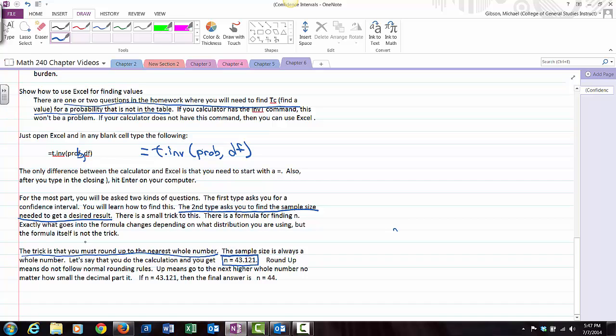Well, round up means do not follow the normal rounding rules. Up means go to the next higher whole number, no matter how small the decimal part. If n equals 43.121, the final answer is 44, right? Even though it was 0.1, we went up to the next whole number. That is what round up means.